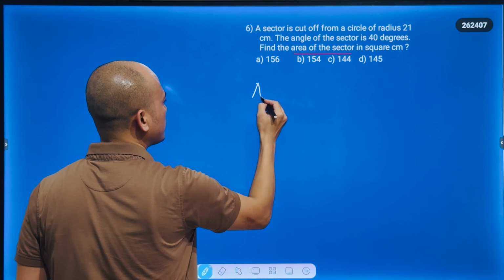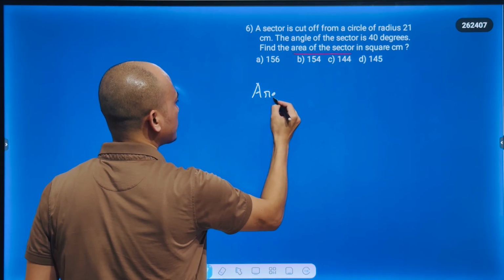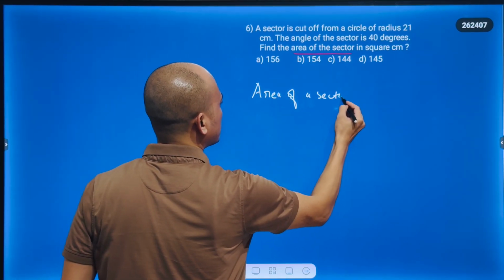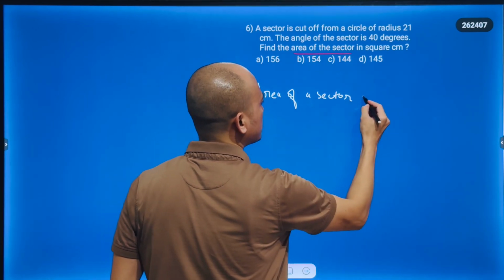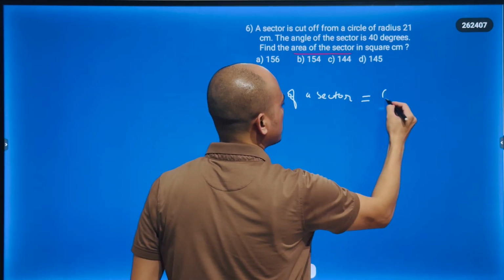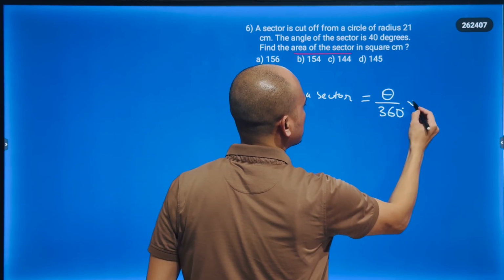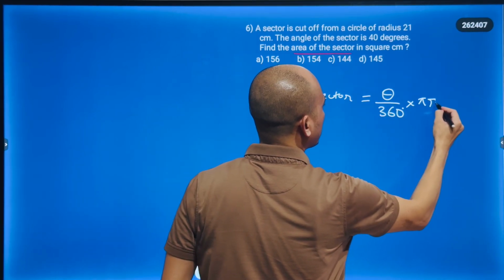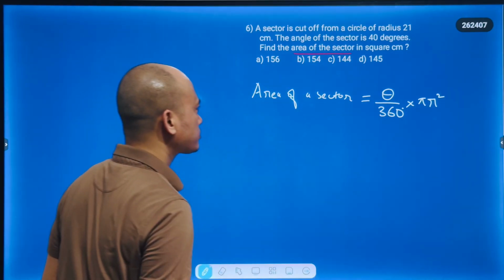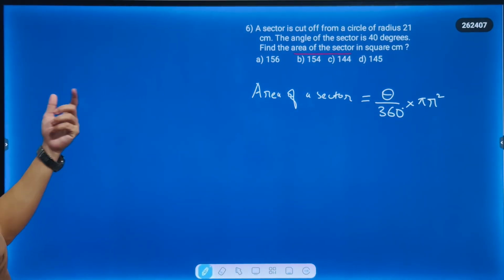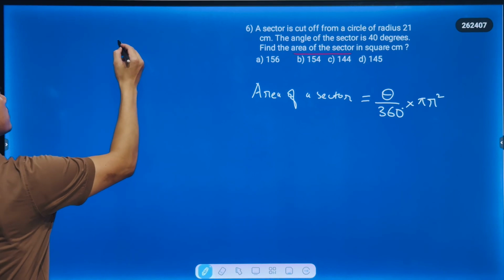So the area of a sector is theta by 360 degrees into pi r square. What is a sector? Let me draw it and explain.